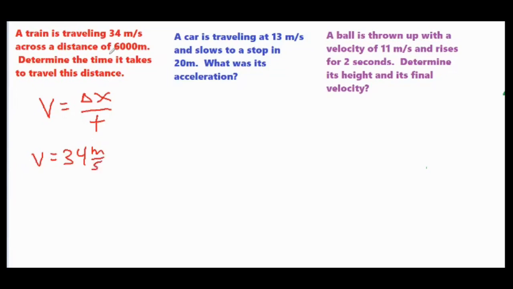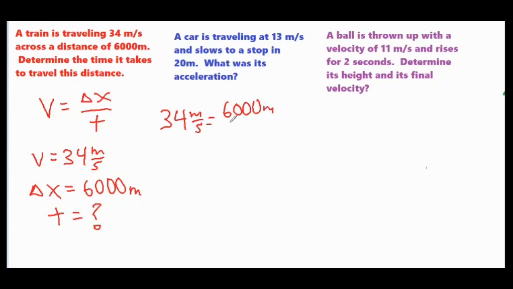And then across a distance of 6,000 meters, which is equivalent to the delta x, which is the displacement. So it is displaced 6,000 meters. And then at the end, it says we're determining the time. So I have all of my variables laid out, all of my knowns and unknowns, and I know which formula I'm going to use. So I'm going to go ahead and place those things where they belong in the formula. And we have 34 meters per second equals 6,000 meters over t. And from there, we just want to make sure we isolate the t.